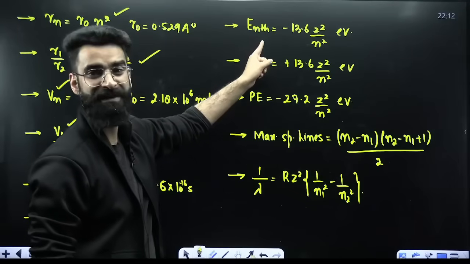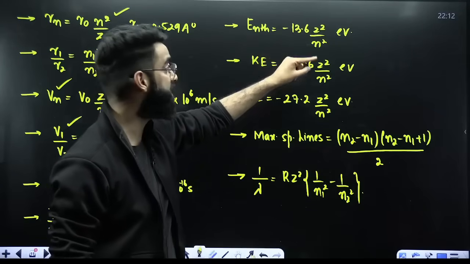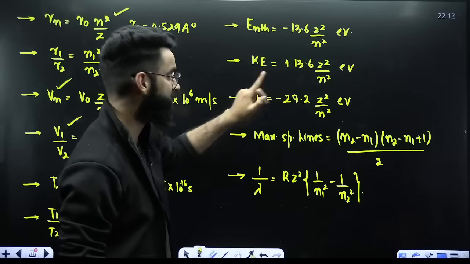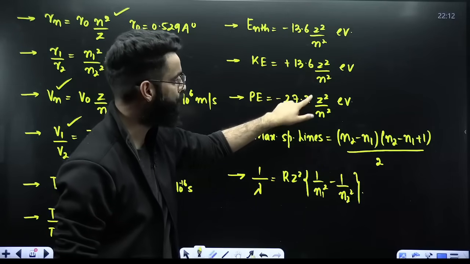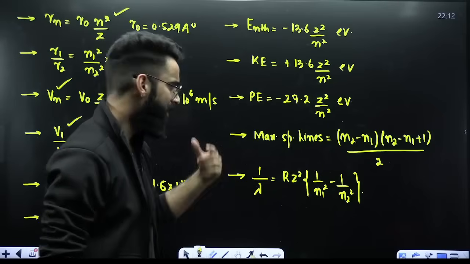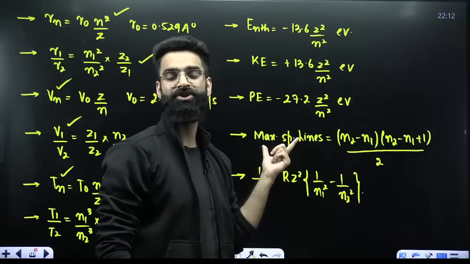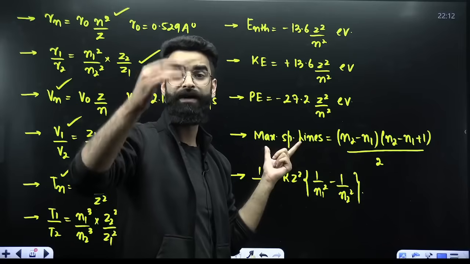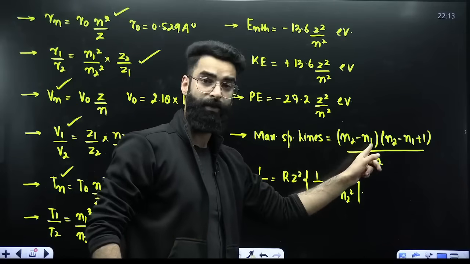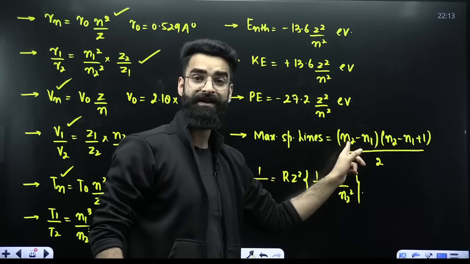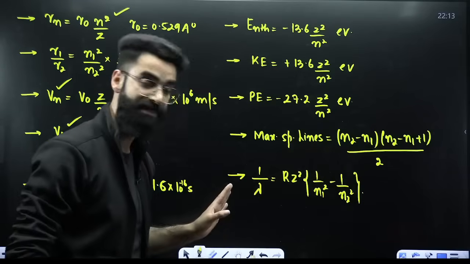Total energy possessed by the electron is equal to minus 13.6 Z square by n square electron volts. Kinetic energy is plus of this. Potential energy is minus 27.2 Z square by n square. Maximum number of spectral lines obtained when the electron makes a transition between two energy states is n2 minus n1 multiplied by n2 minus n1 plus 1, divided by 2, where n2 is the higher energy state and n1 is the lower energy state.